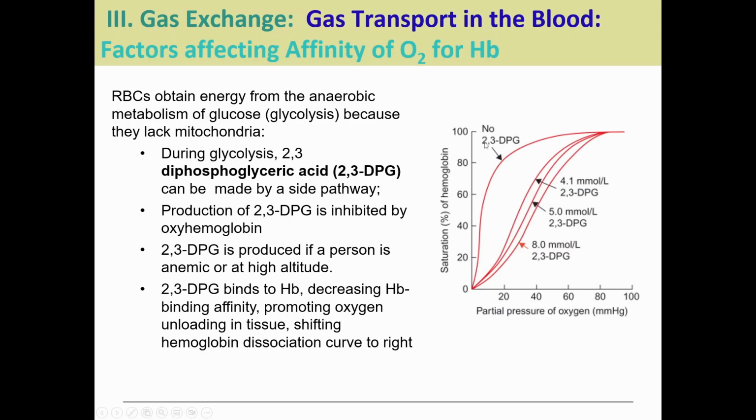So here's no 2,3-DPG, right? And then as we increase the amount from 4.1 to 5 to 8, right, we see that we shift over, right? So we're seeing a lower and lower saturation of hemoglobin.